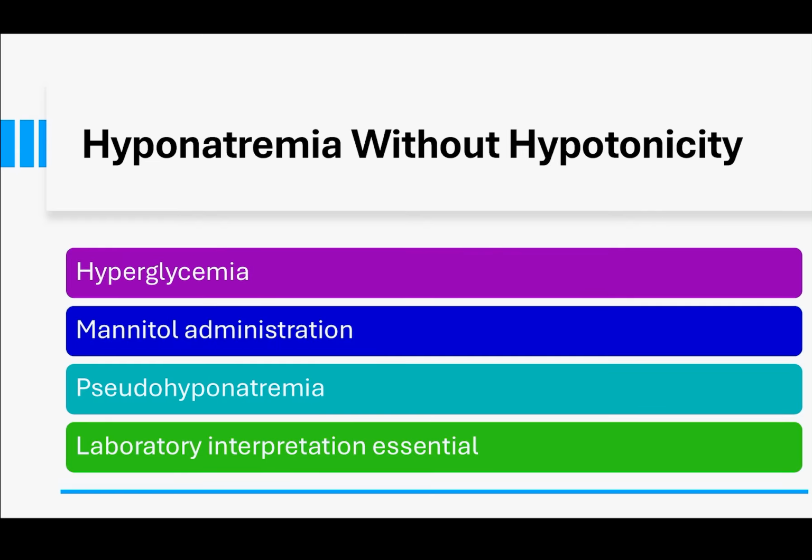Not all cases of hyponatremia reflect hypotonicity. In hyperglycemia, water shifts from cells into the extracellular space, lowering measured sodium. Pseudohyponatremia occurs due to laboratory measurement issues in hyperlipidemia or hyperproteinemia. Nurses must interpret sodium values in clinical context.